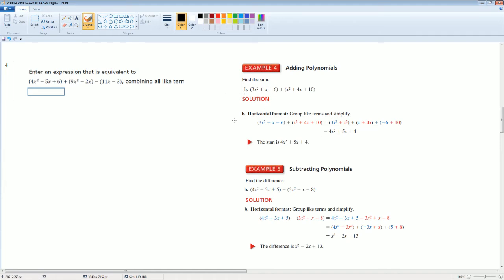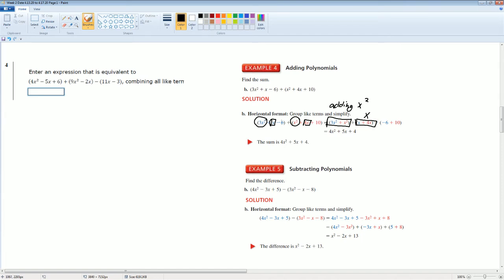So look, you see how you have your 3x squared? The like term is your x squared. So here, when they add it, this is adding all the like terms of x squared, right? Then I'm going to box this, your x and your 4x. Okay, this is when you're adding your x.